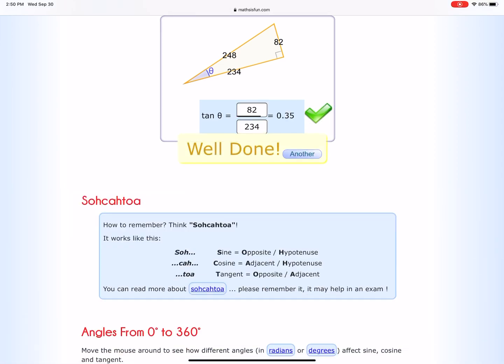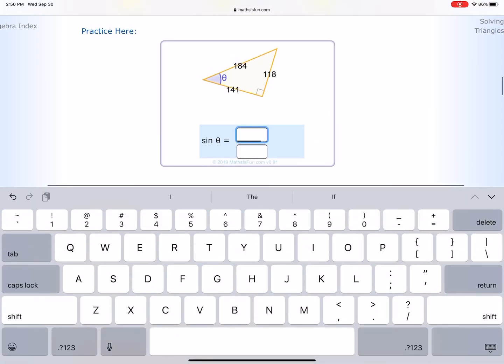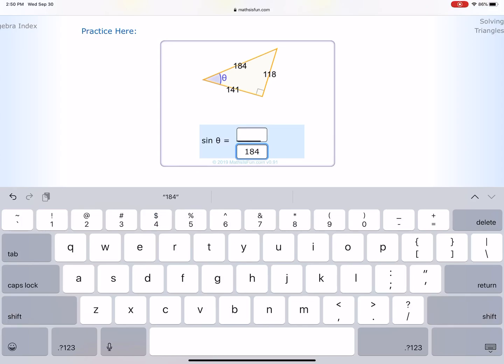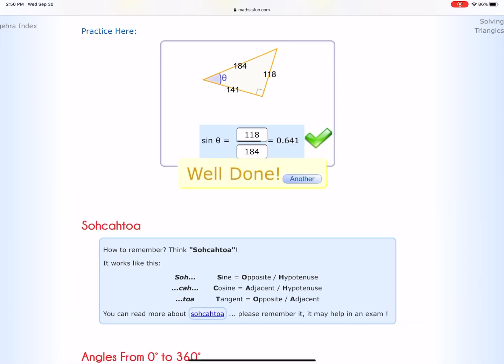As soon as I type in that 234, that correct answer, it says that you're right. Let's say you type in the hypotenuse first, if you like doing that first. So 184, and then your opposite is 118. You can do it that way as well. It doesn't matter which number you type in first. If you just want some good practice, this is a good website to practice identifying your opposite, your adjacent, and your hypotenuse. I really love this quick website. This is just a great website for that.